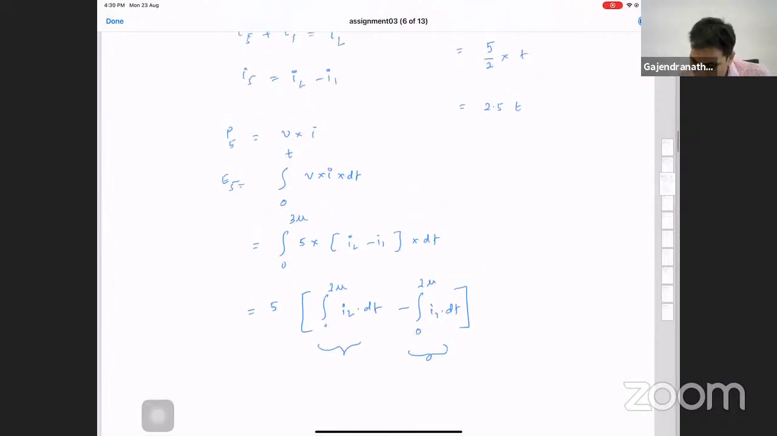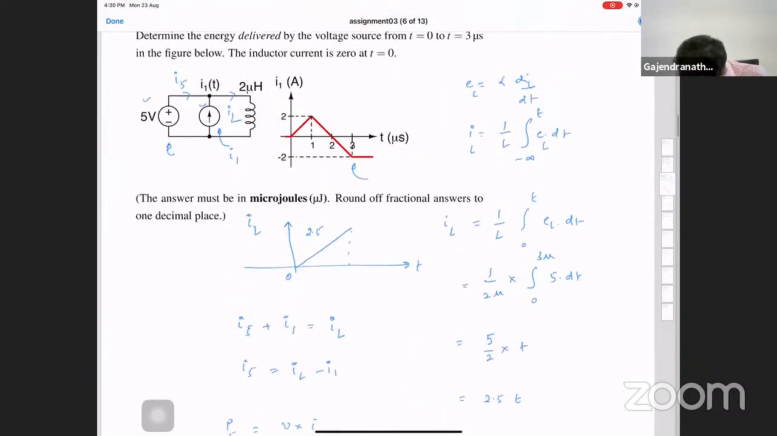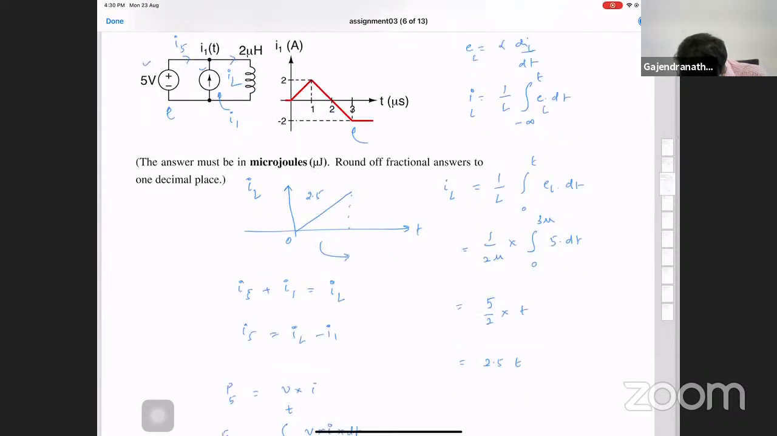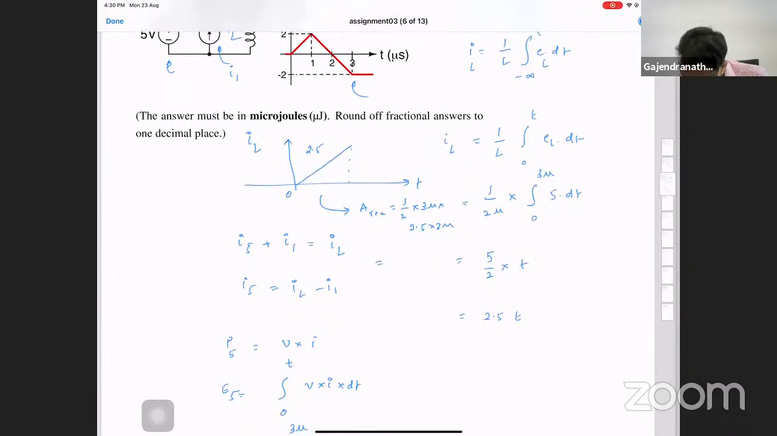It means I basically need to find the area under those curves till 3 microseconds. Correct? Okay. Now for this guy, IL, if I want to find the area till 3 microseconds, the base will be 3 microseconds. So the height will be 2.5 times 3 microseconds, because the graph which describes it is 2.5 t. So it's basically 4.5 divided by 2 micro, that will be pico. That's an area.